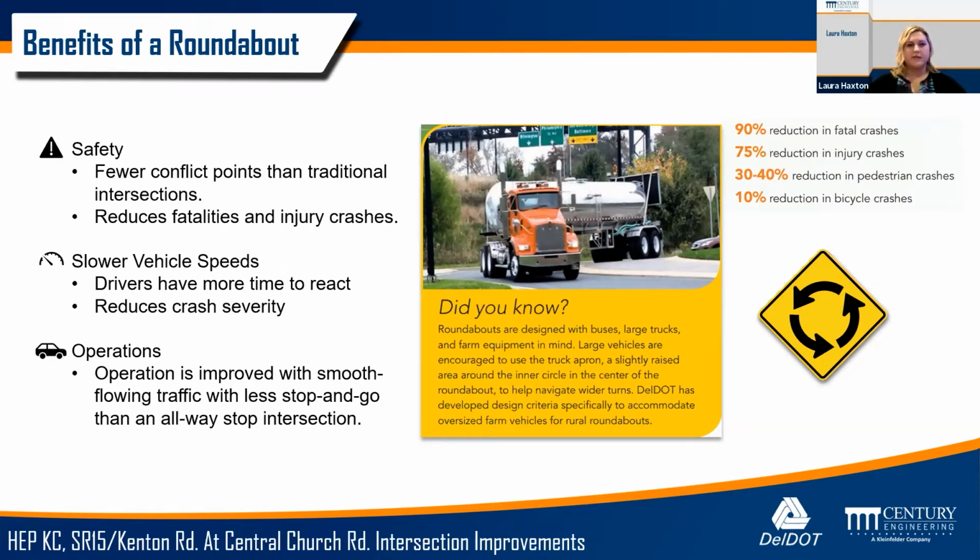Now the picture you see in the middle of your screen of the truck, this roundabout actually used a WB-67 as the design vehicle, which is a large semi-trailer. So with roundabouts, we are utilizing inside and outside truck aprons so that these large vehicles, buses, and farm equipment can safely navigate this intersection.